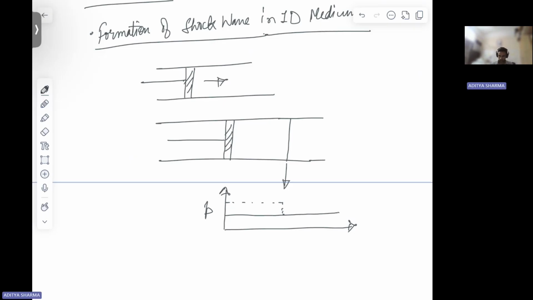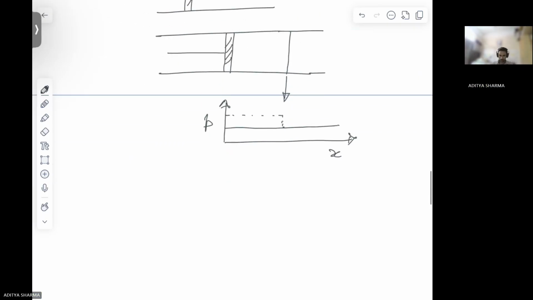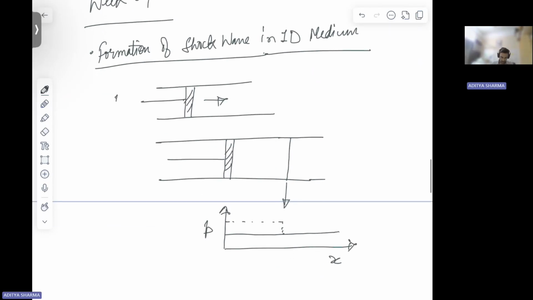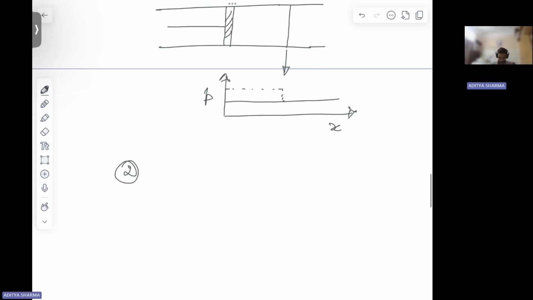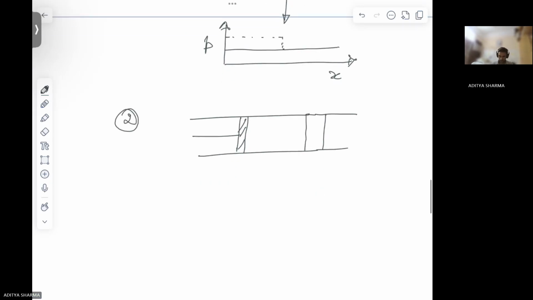So this is pressure, this is x-axis. Now again, this is first movement. For your second movement, you are going to have, so I'll not show the movement, I'll just show the waves. This is first, this is second. Like this.